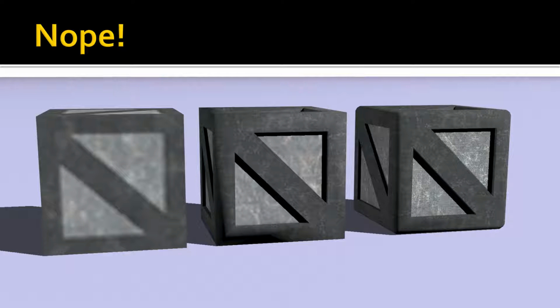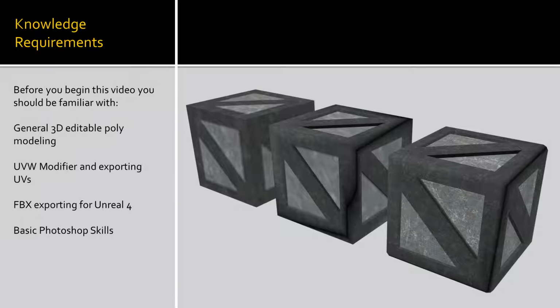We are going to talk about how to implement levels of detail for our static meshes that we create in 3D Studio Max and then import into Unreal Engine 4. Before we start, you should have a general understanding of how to model in 3D Studio Max 2014. If you don't, I've got a whole bunch of videos that span weeks of work, and you can get up to speed on that quickly, moderately. You should also be comfortable with UVW modifiers and exporting UVs. And finally, exporting FBX files for Unreal 4 from 3D Studio Max is also very important.